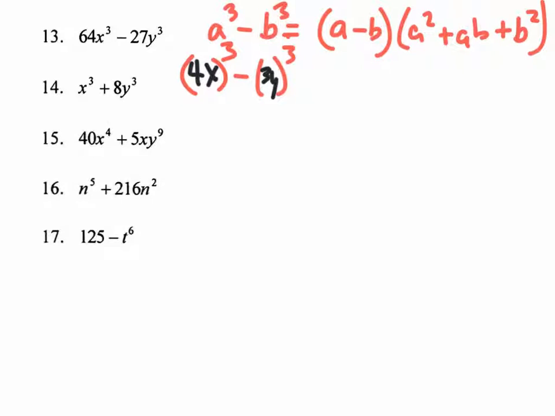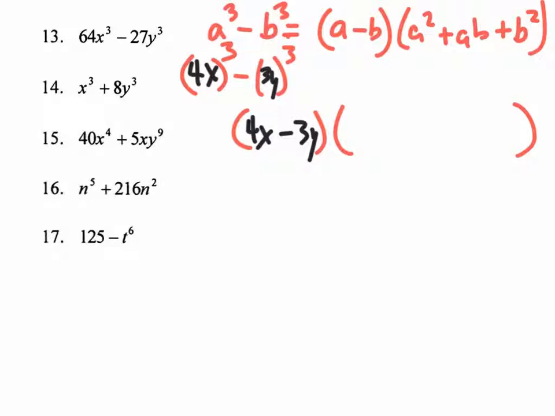So let me do that. Let me write down a binomial times a trinomial. The binomial is going to be a minus b. So what's going to be in there? Instead of a, we already know a is 4x, and b is 3y. So we're going to put a minus sign right between them. You see how right here it says a minus b? That's what I wrote, a minus b.